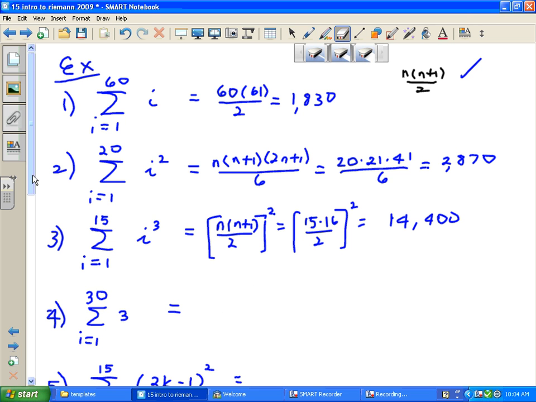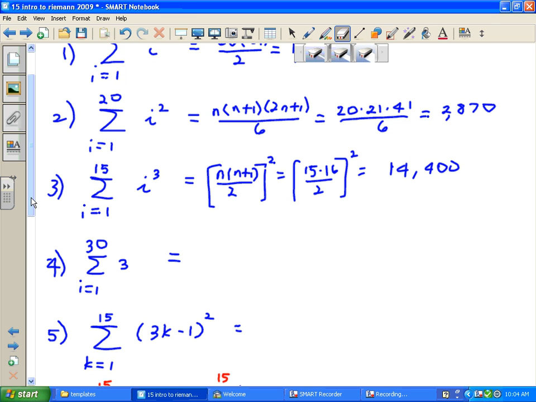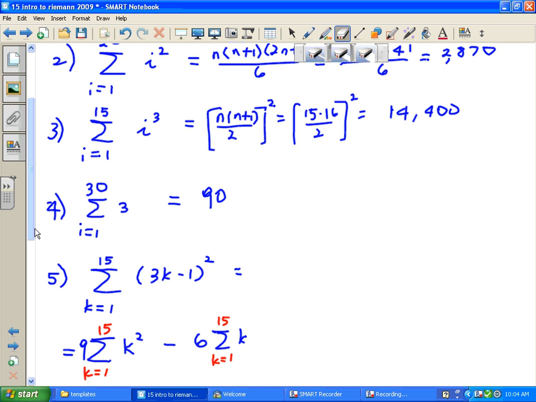How about the next one? Summation of 3 as i goes from 1 to 30. We're adding just a constant here, right? So what was the simple rule for that? Just multiply, exactly. 3 times 30, that will be 90. Okay, the next one is a little bit different. If I can erase what I have there.